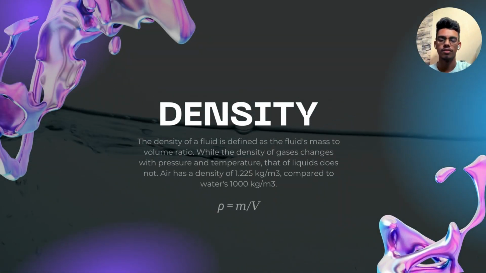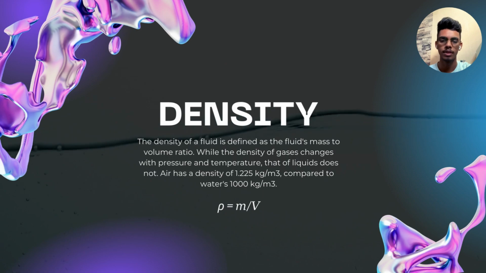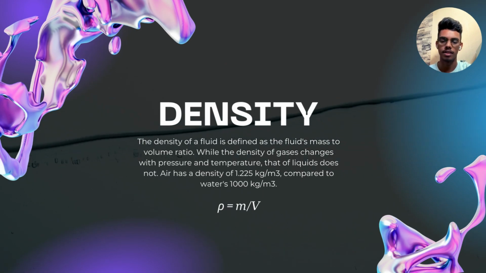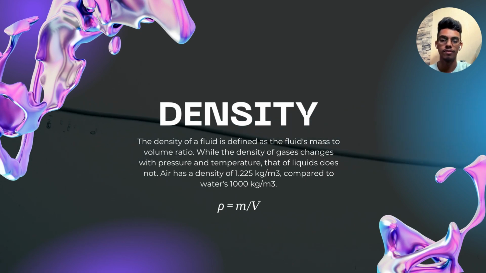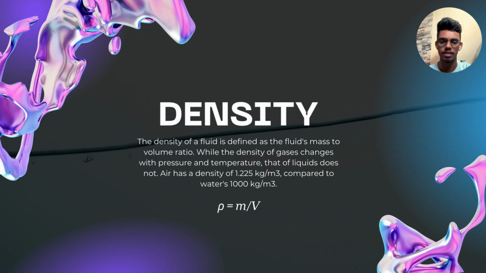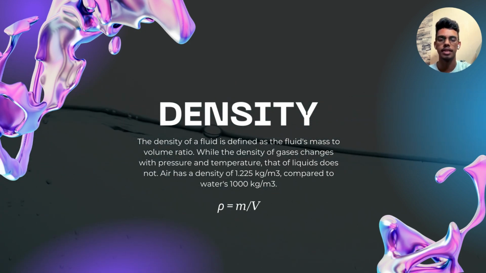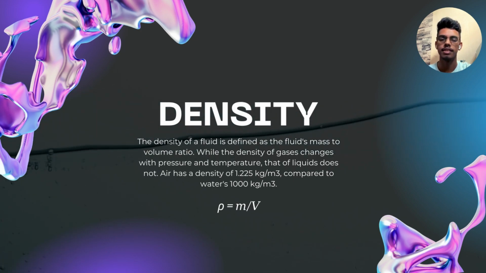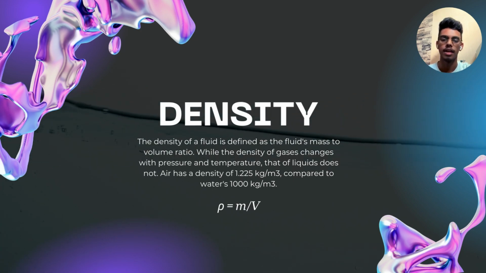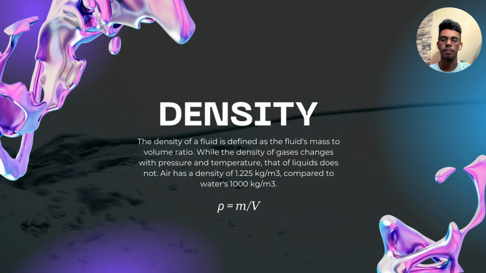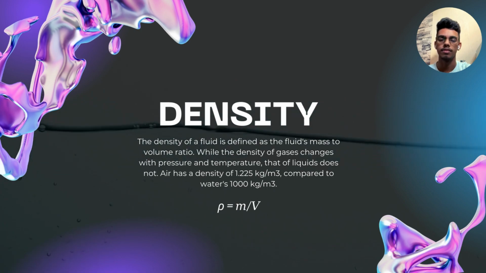Density: the density of a fluid is defined as the fluid's mass to volume ratio. The density of gas changes with pressure and temperature, while the density of liquid does not change according to the pressure and temperature. Air has a density of 1.225 kg per meter cube, compared to water's density of 1000 kg per meter cube. And the formula given for the density calculation is rho equals m over v, where rho is density, m is mass, and v is volume.